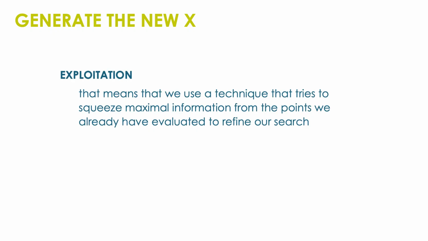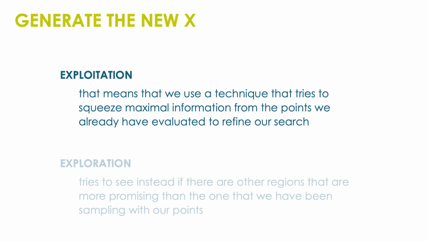We must now introduce two concepts, and they will be used very often in the course. These concepts describe how we generate the next x. The first concept is exploitation. That means that we use a technique that tries to squeeze maximal information from the points we have already evaluated to refine our search. For instance, we compute the derivative, the Hessian, and we try to move very quickly to the minimum. On the other side, we have exploration.